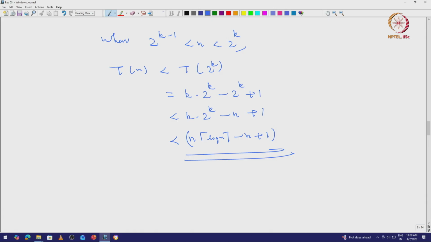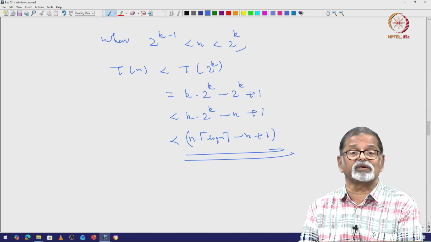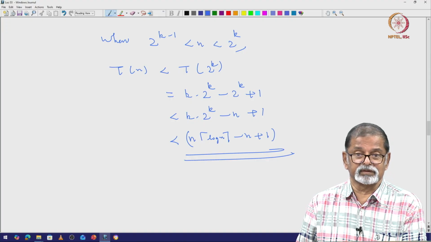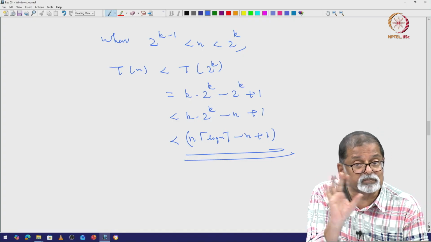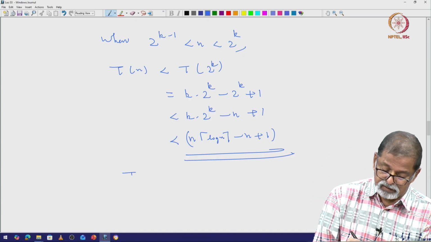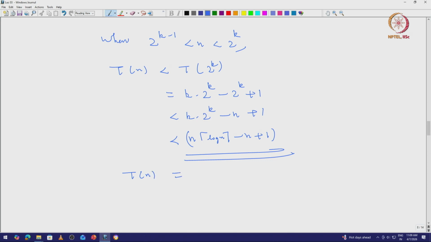I have not solved it exactly. I have not found the value of T of n exactly for all n. I know the value of T of n exactly for all n which are powers of 2. I know that T of n is equal to n log n minus n plus 1. This is true when n is a power of 2, but this is what is true.